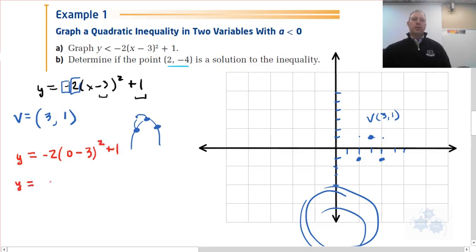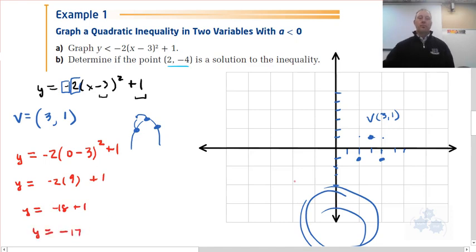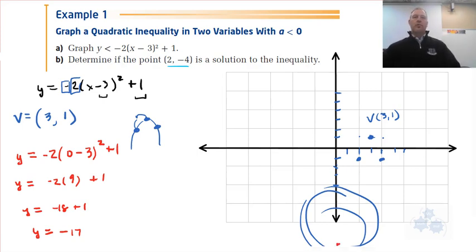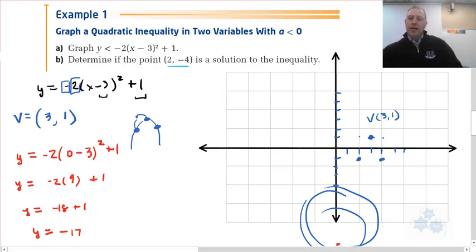Well, what is this? Okay, so this is going to be negative 2 times negative 3 squared, which is positive 9, plus 1. So y is negative 18 plus 1, or the y-intercept is negative 17. So it's going to be way down here, negative 17. We don't even have room for that on a graph. But suffice it to say, the parabola is going to look something like this, okay?